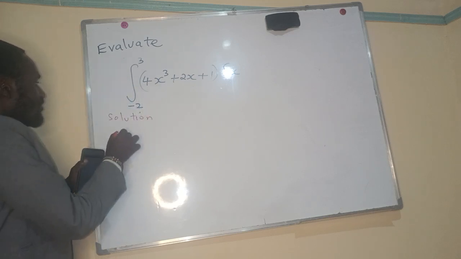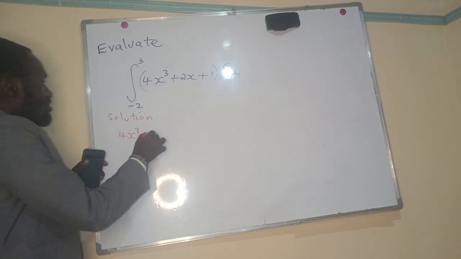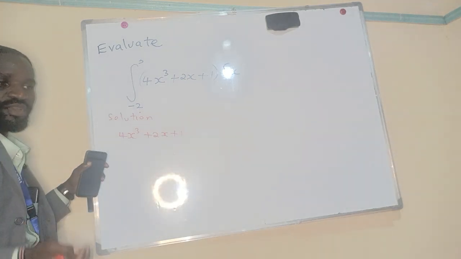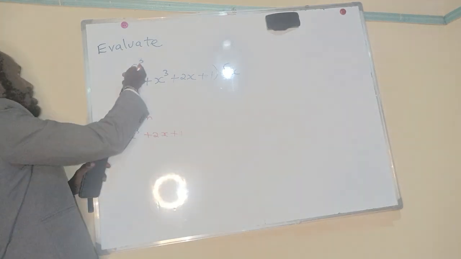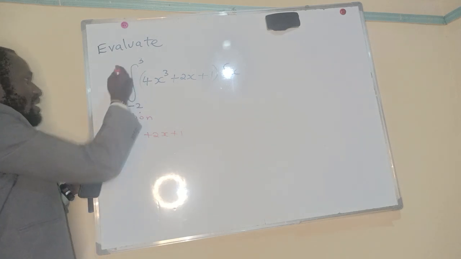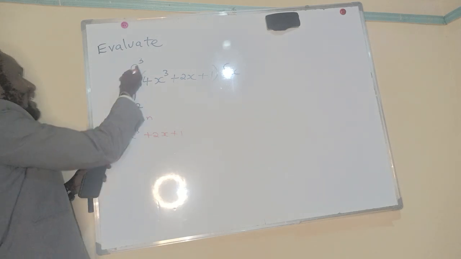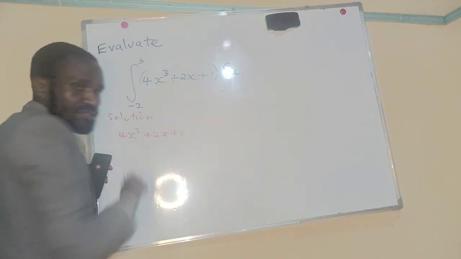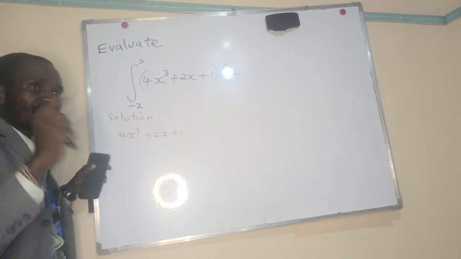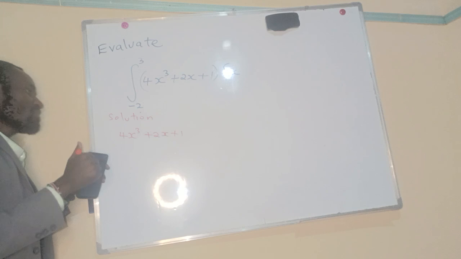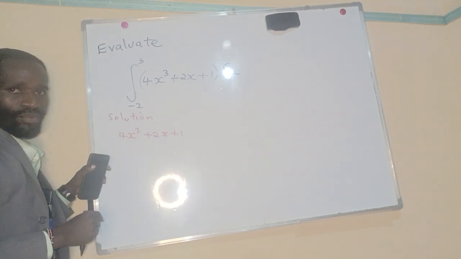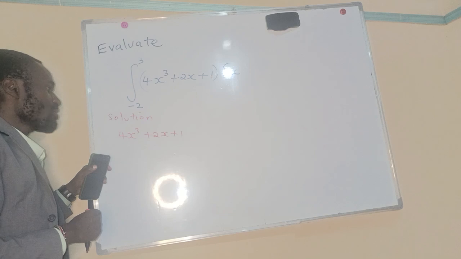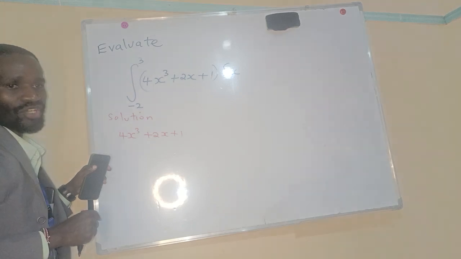So you've been told that 4x cubic plus 2x plus 1 should be integrated. You're wondering, why do I even say integrate? Because this is a symbol that represents integration. So it is the same as saying integrate this expression with respect to change in x. Integrating has to apply the following. Number one, ensure that the power is increased by 1, and the sum of the two will be taken as the denominator.